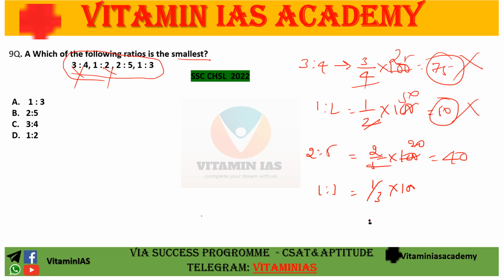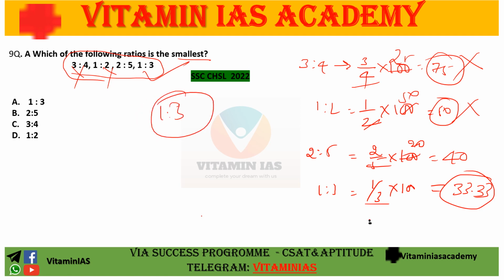So let's see, 1 by 3 into 100 is 33.33. Here the smallest one is 33.33, so 1 is to 3 will be the smallest among all. So 1 is to 3, option A, will be the right answer here. Simply, if you want to know the smallest or largest, just convert the ratio into a fraction, multiply with 100, and then easily you will get which one is the highest and which one is the lowest or smallest.